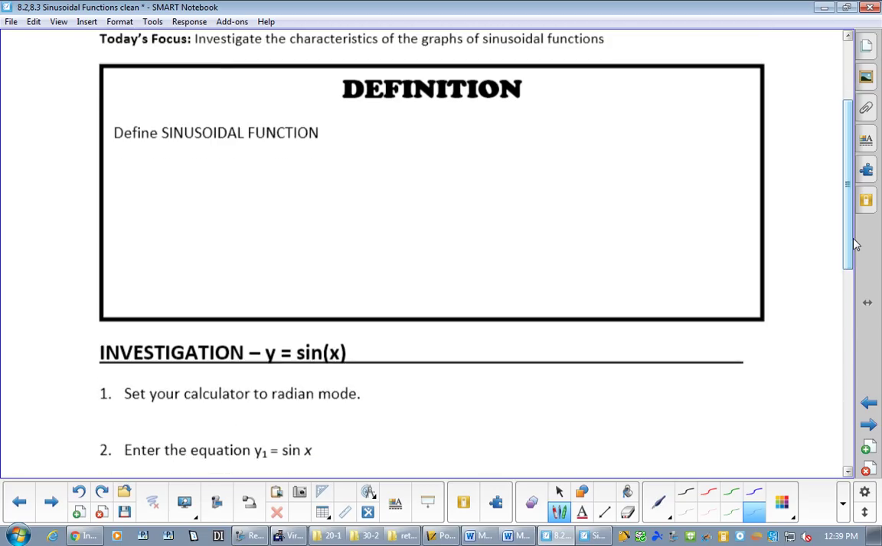So the next thing now, we're really going to get into talking about the sine graph. A sinusoidal function is a periodic graph. Periodic means the same thing keeps repeating, right? Or else it's not periodic. In the form y equals sine x or y equals cos x.